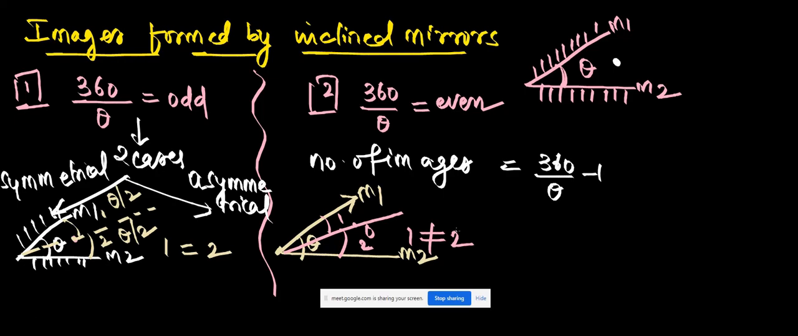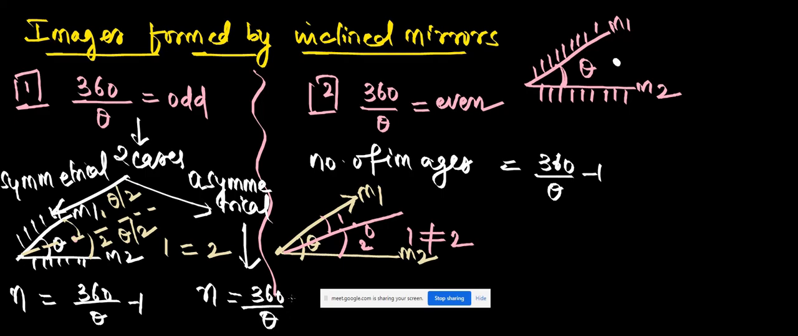If it is symmetrical, then the number of images, n is a symbol for number of images, will be equal to 360 by theta minus 1. If it is asymmetrical, number of images is equal to 360 by theta. So you just need to remember only two formulas. When two mirrors are inclined at certain angle theta, first you have to find the 360 by theta value, whether it is odd or even. If it is even, number of images is 360 by theta minus 1. If it is odd, symmetrical case also formula is 360 by theta minus 1.